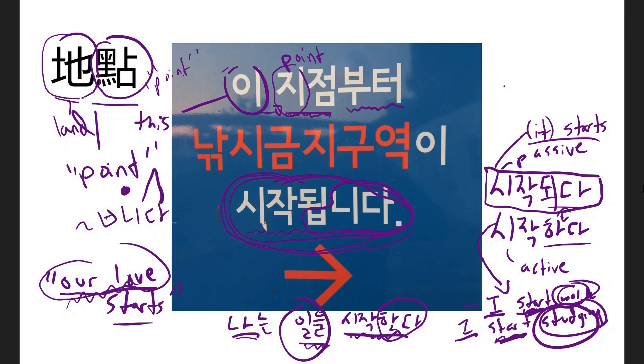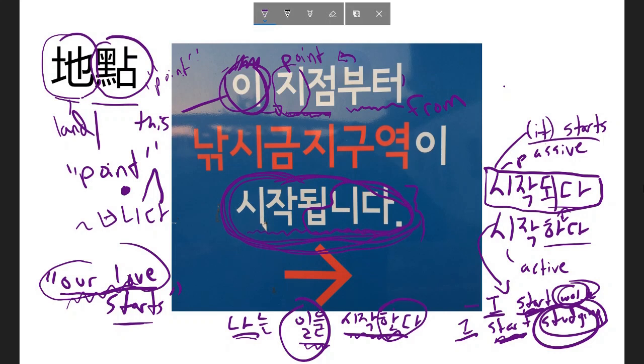But 부터 here is a particle that gets added to, in this case, a place to indicate that it's from that particular point. So what I know right now is from this point, and oh great, I already know the final part, from this point, something starts.